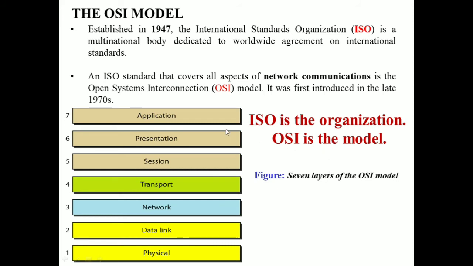Here we have the 7 layers of the OSI model. The first layer is the physical layer, the second layer is the data link layer, the third layer is the network layer, the fourth layer is the transport layer, the fifth layer is the session layer, the sixth layer is the presentation layer, and the seventh and last layer is the application layer. According to the functionalities, the model is divided into 7 different layers, where each layer is responsible for performing some particular functionality. That is the reason it has been divided into layers.